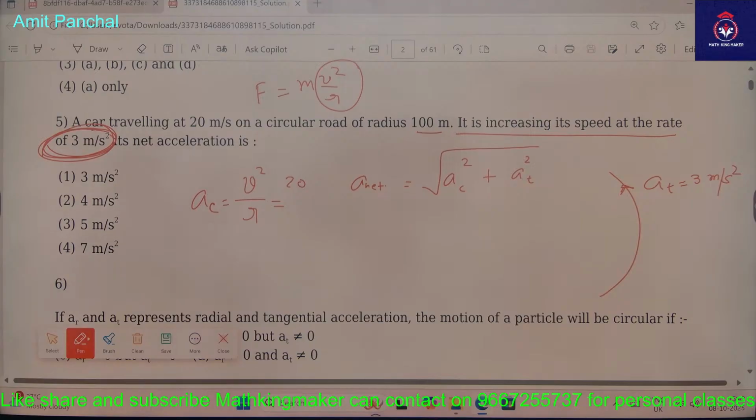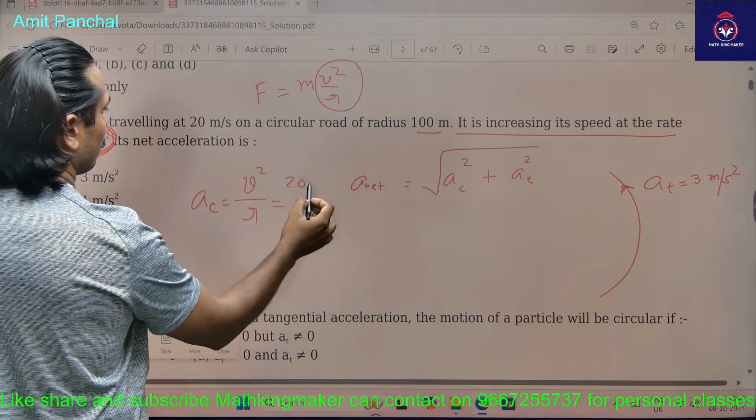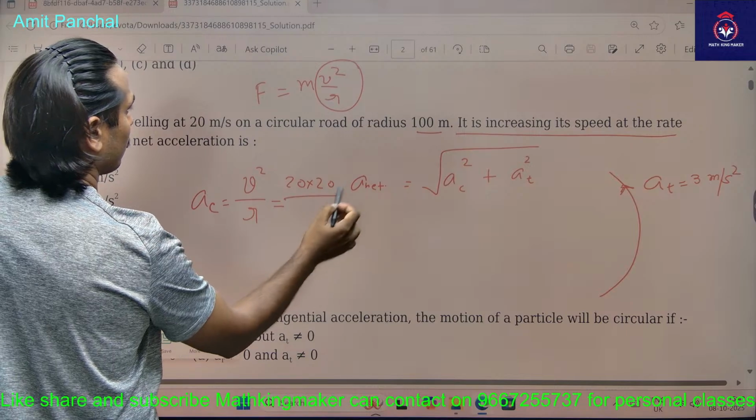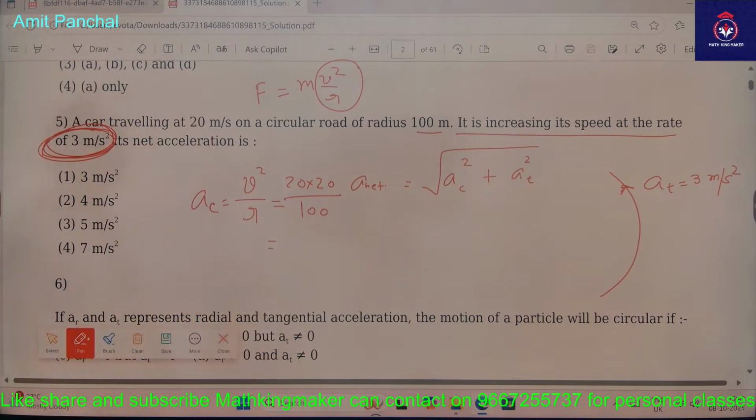Okay. So V is 20, so 20 into 20, and this is 100. So that will be how much? 4. Okay. So what will be the answer?